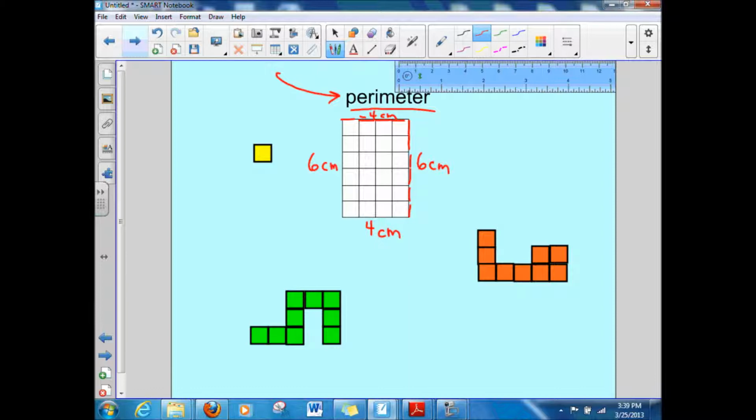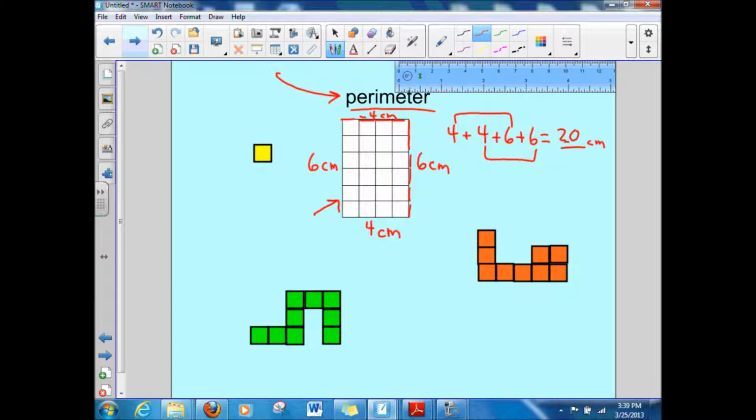And then with perimeter, we just add the sides together. 4 plus 4 plus 6 plus 6 equals the perimeter. And we're measuring with centimeters, and so I'm going to just put the label here, cm, for centimeters. And you know what? I'm making 10 out of this. I know 4 and 6 is 10, and 4 and 6 is 10. 10 and 10 is 20. So the perimeter of this big rectangle here is 20 centimeters.